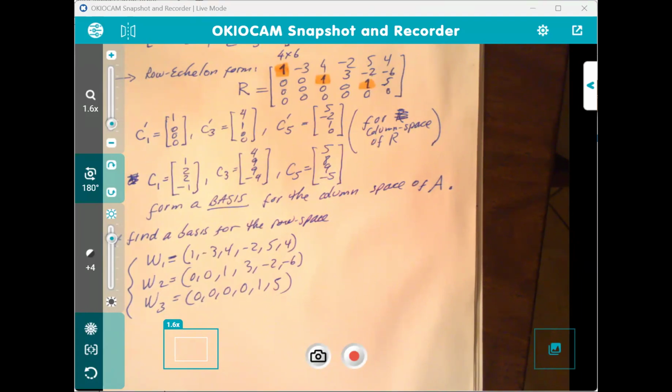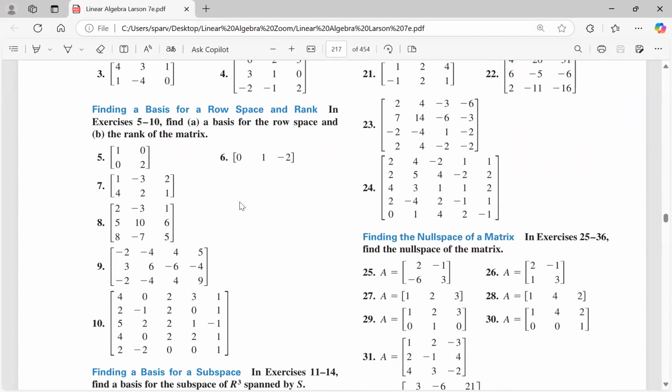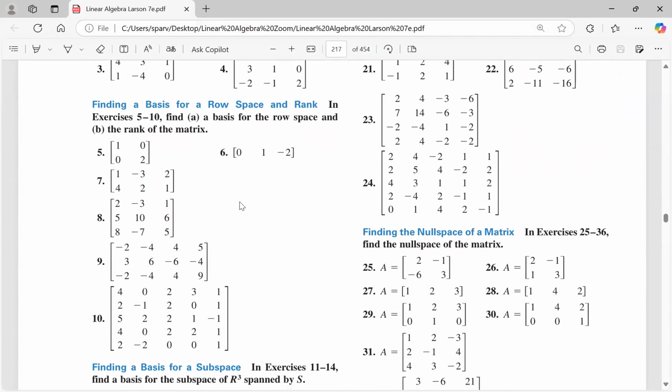So let's go to a page of the book. I'm going to change my share here with you, and go to a page of the book. Now let's take a look at some of these. The earlier ones are pretty trivial. For the row vectors and column vectors, you just identify those. Let's take a look at, for instance, number 8.